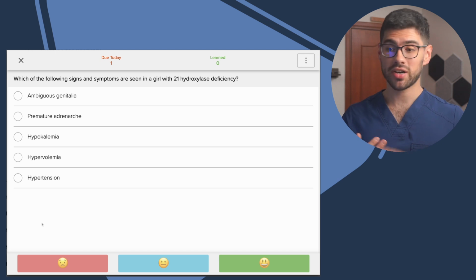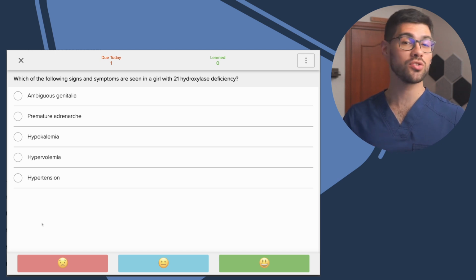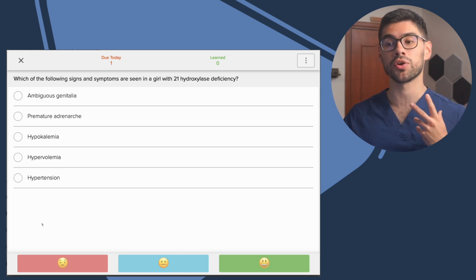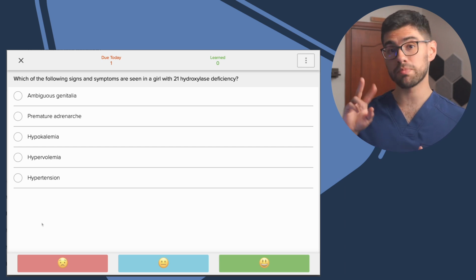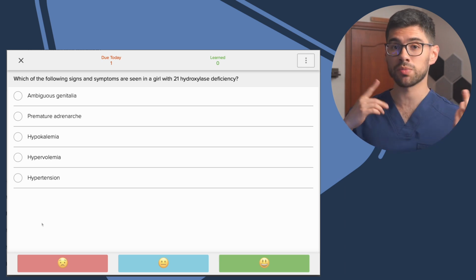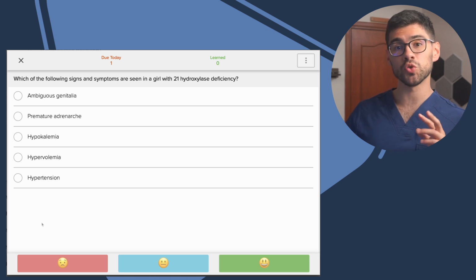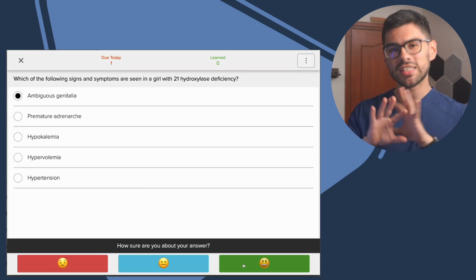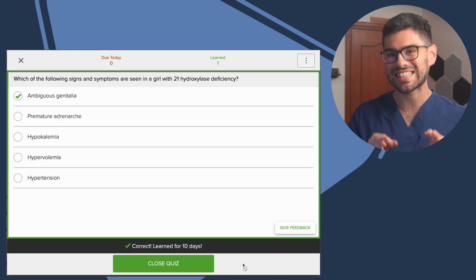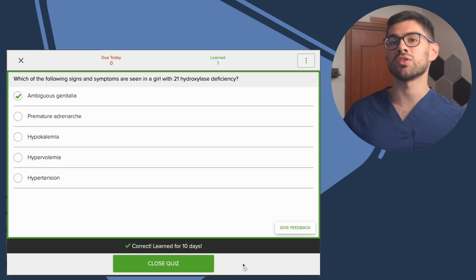So with that in mind, which option from the ones here fits best? Well, hypokalemia, hypertension, and hypervolemia all suggest an increase in mineralocorticoid activity, so those are automatically ruled out. And the remaining options actually both can happen in cases of an increase in androgen production. But if we have to choose between them, the best choice has to be ambiguous genitalia. This is the typical finding associated with the classical form of 21-hydroxylase deficiency.